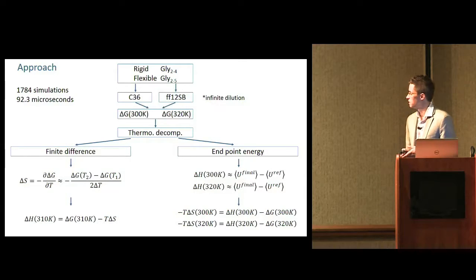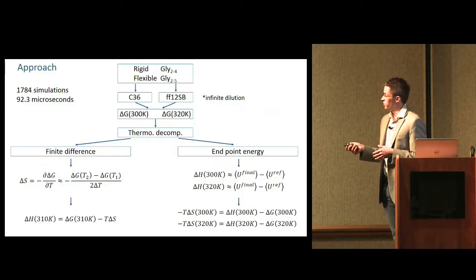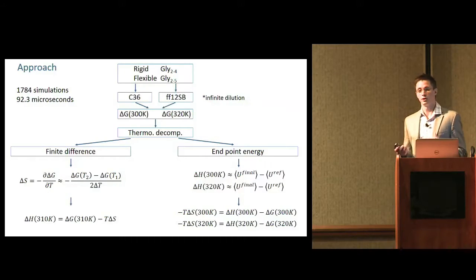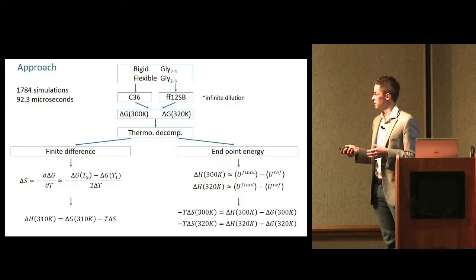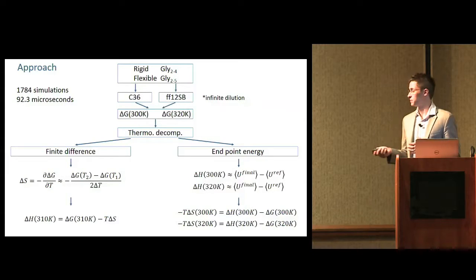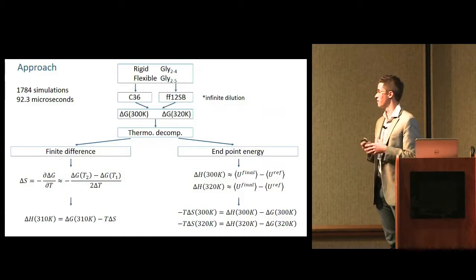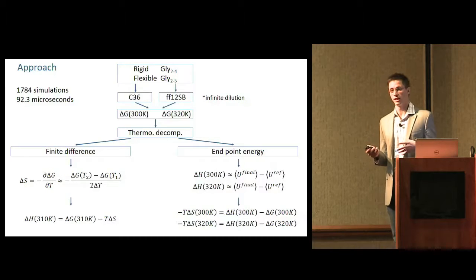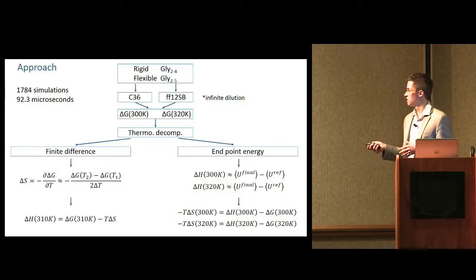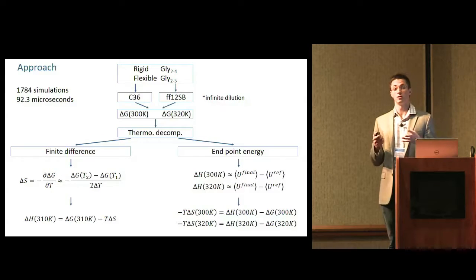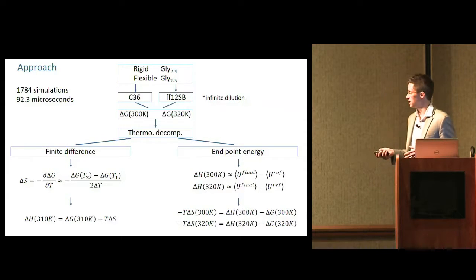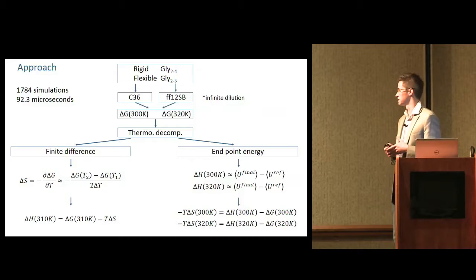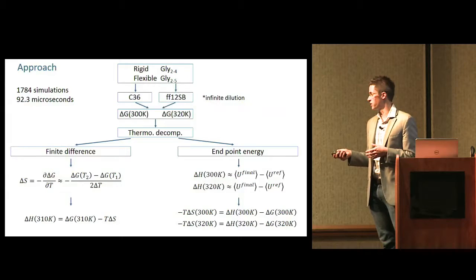In the second approach, I'll be referring to as the endpoint energy approach, we actually directly calculate the solvation enthalpy at the two temperatures, simply as the average of the total potential energy in the final solvated state minus that of the reference or gas phase. Again, arithmetic will give us delta S, or the solvation entropy, at 300 and 320 Kelvin.